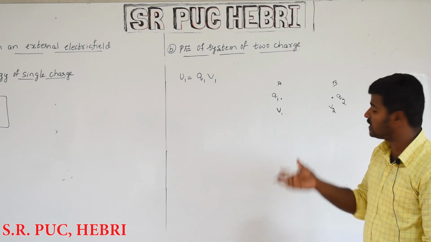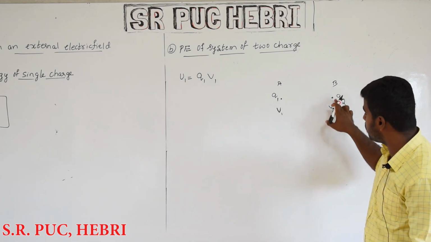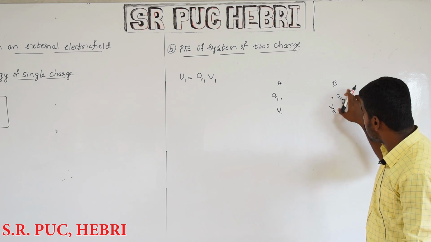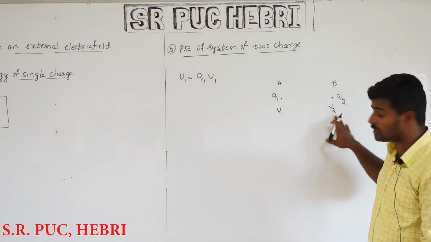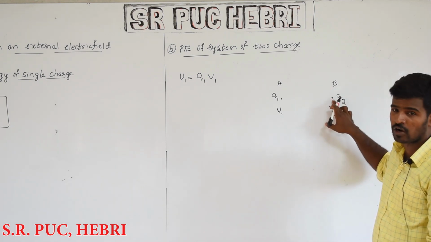Now the charge Q2 is brought from the point infinity to the point B. Now the charge Q2 possesses an energy, because it is having the initial potential called V2.